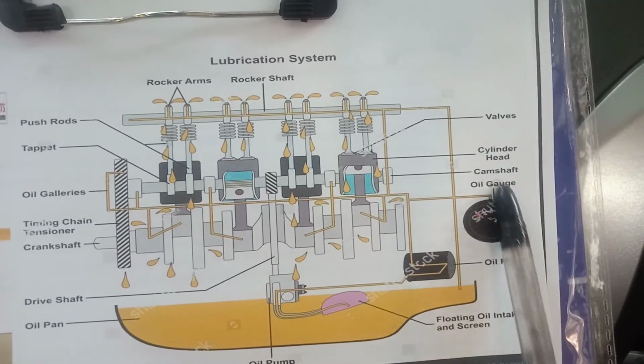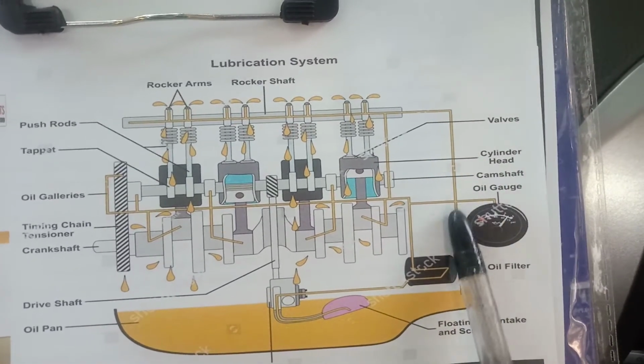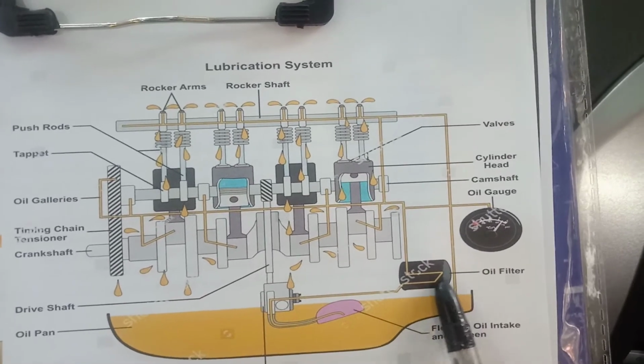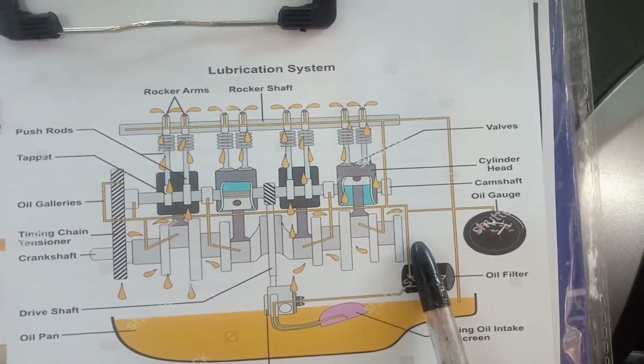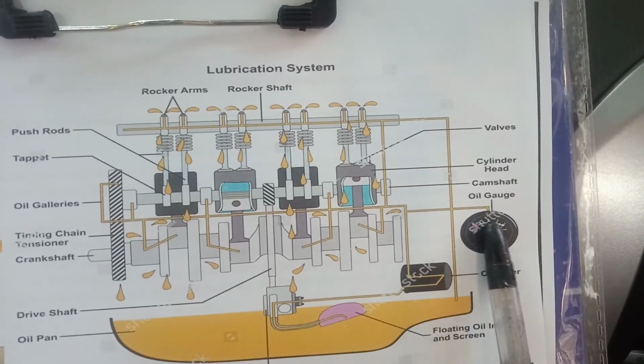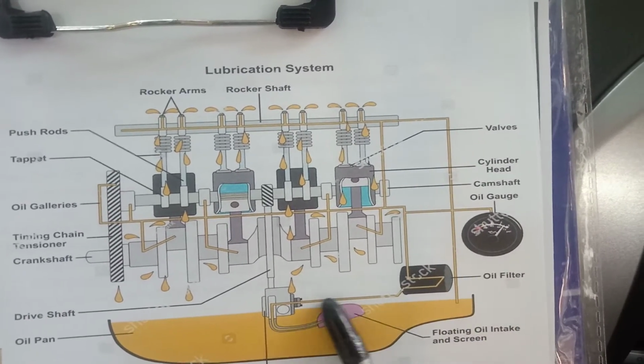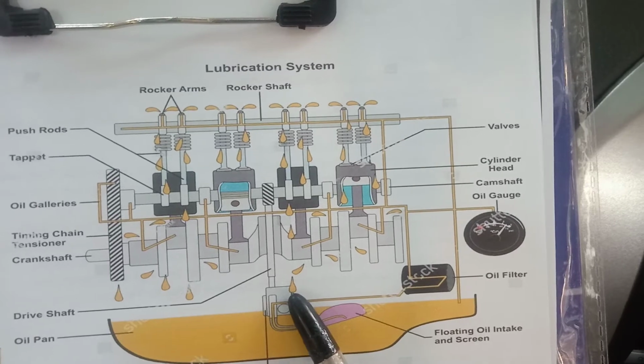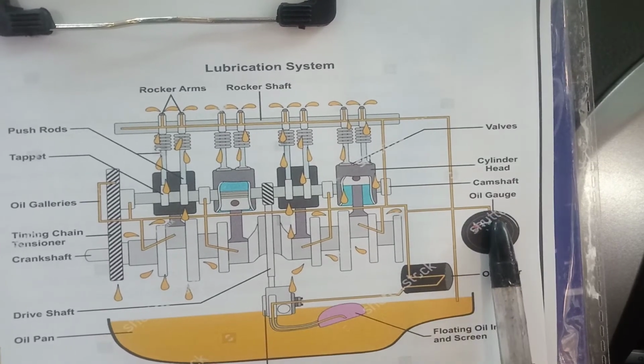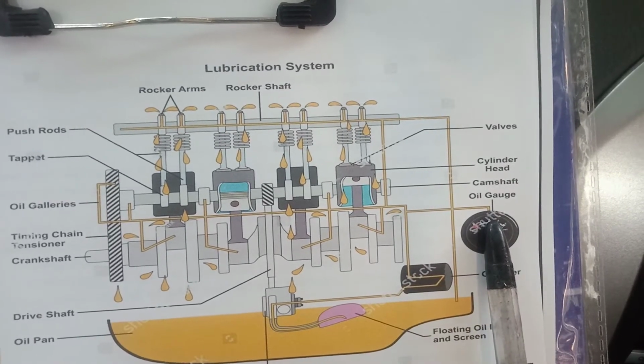Now this is the oil gauge. This is connected in series with this oil gallery. Now what is the function of this oil gauge? This oil gauge indicates whether this oil pump is working or not. If the oil pump is not working, then there is no deflection in this pressure gauge.